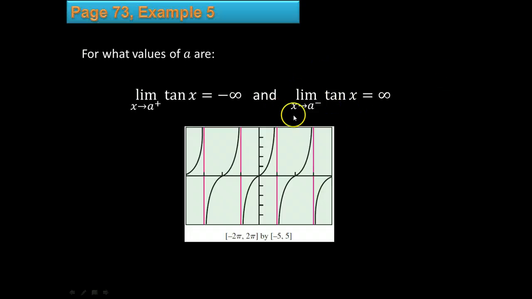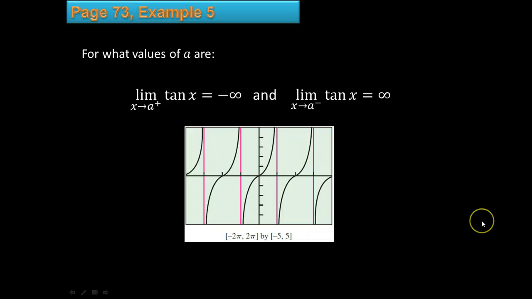Let's look at what happens when we're approaching a from the left side now. We want to know when we go off to positive infinity. Going off to infinity from the left side is happening here, and here, and here, and here, at those very same values where, when we approached from the right side, we went to negative infinity. So again, we have our negative 3 pi over 2, our negative pi over 2, pi over 2, and 3 pi over 2. So we have those odd multiples of pi over 2.